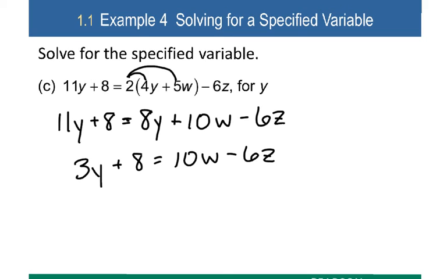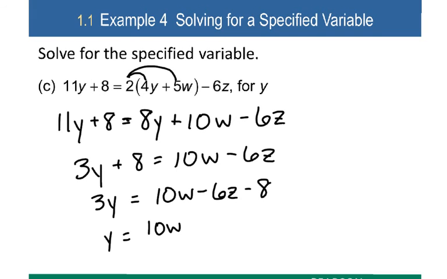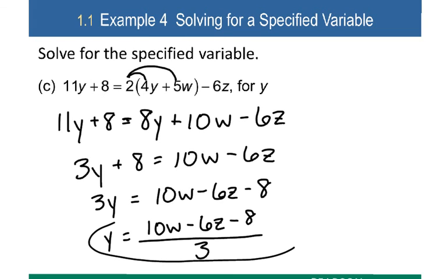Now to get y all by itself on the left side here, let's subtract 8. And then, again, still trying to get y by itself, divide both sides by 3. And when we divide both sides by 3, we end up with this right here. And we are done.